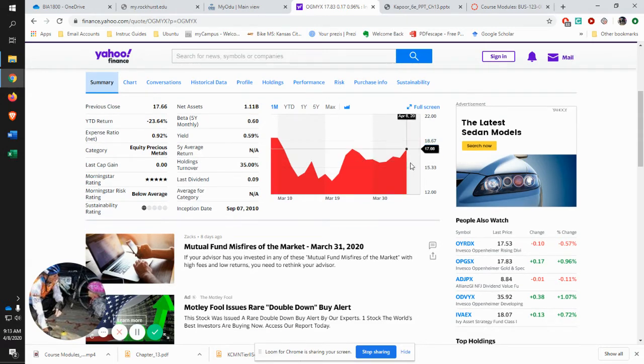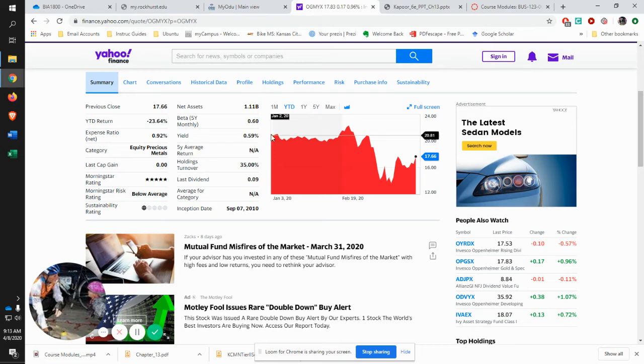You can see what's happened with the pricing, okay, over the last month. You can see that it went down quite a bit. Things are starting to recover a little bit. Let's see what's happened year to date. See, this is why the year-to-date return is showing a minus 23%, because at the beginning of the year, it was at $20.81 a share. Now it's at $17.66, along with the returns that it's getting and things like that.